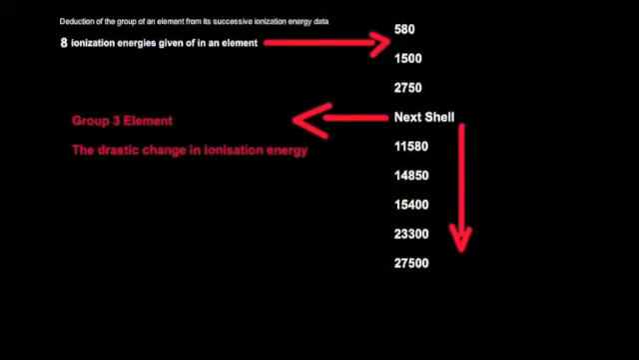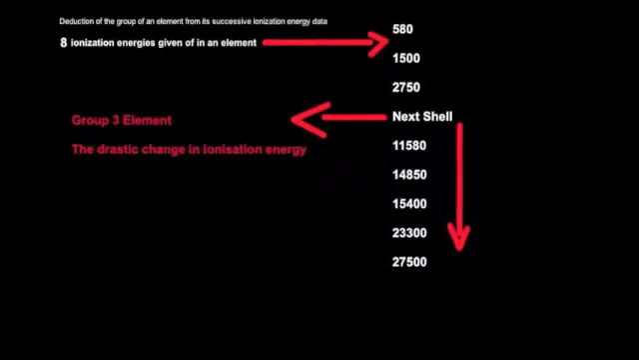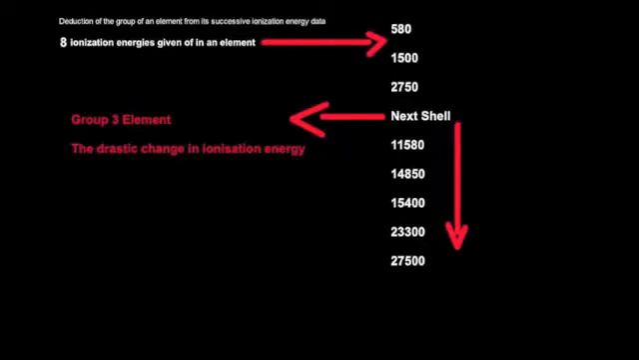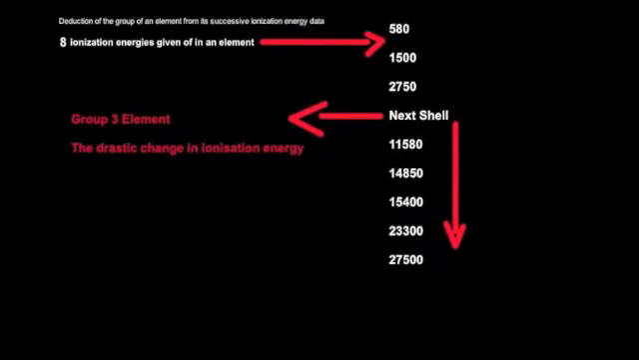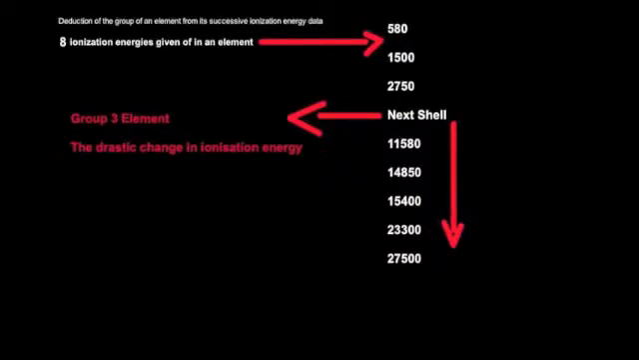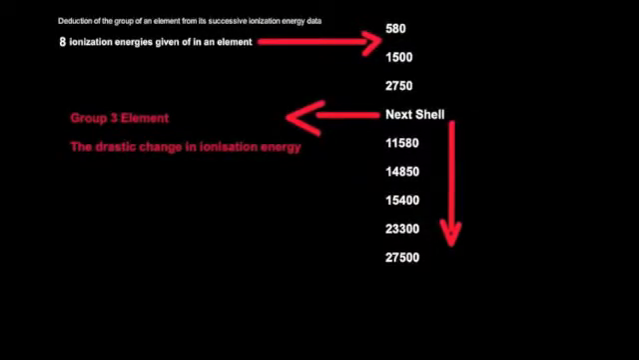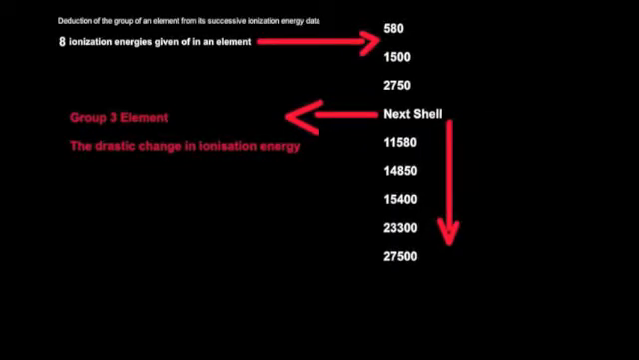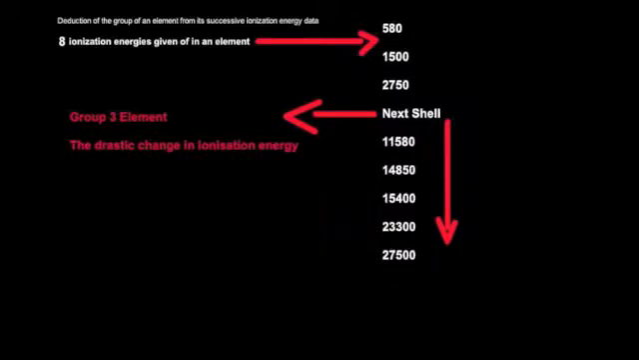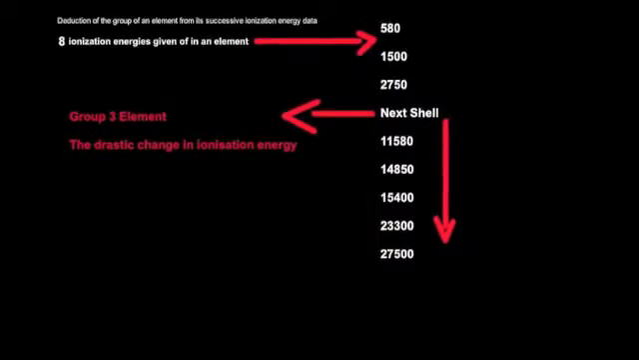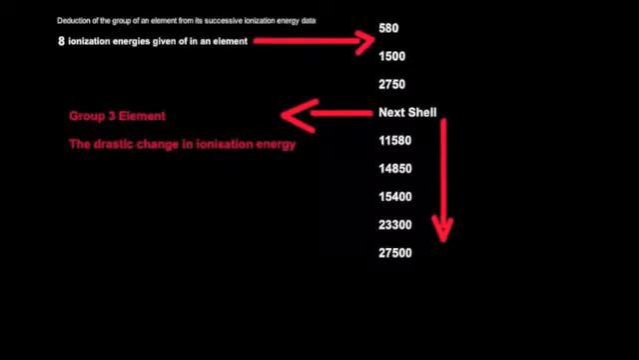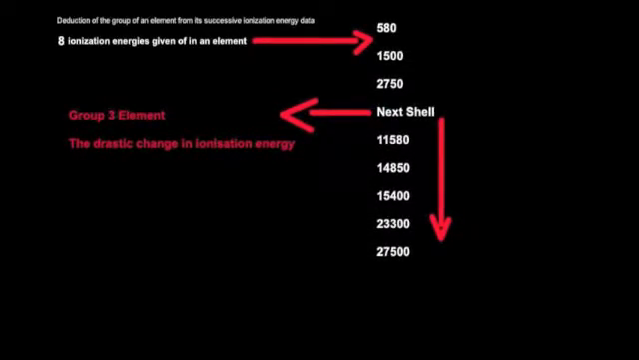Deduction of the group of an element from successive ionization energy data. For example, if there are 8 ionization energies given for an element, and the ionization energy is going at a constant pattern, from the 1st to the 3rd electron being removed, and the gap isn't a lot, that means it's following the same shell. However, if the gap between the ionization energies required to remove the electron increases drastically and is prominent, for example, from 2000 to 11,000, it means that the energy is of another shell, telling us that there are that specific number of electrons in the outer shell. If it takes 3 ionization energies for the gap to be prominent, it means that the element is in group 3.